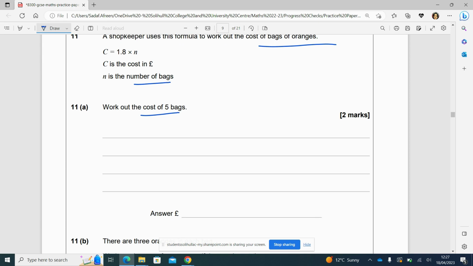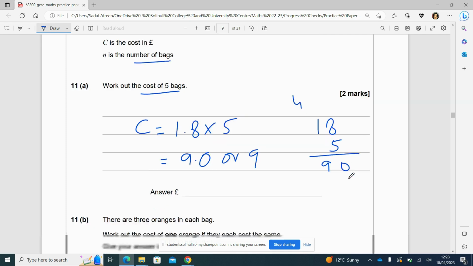So what we need to do, C is the cost, so instead of N you put the value 5, which is the number of bags. Okay, so we do C equals 1.8 and we multiply that by 5 because that's the number of bags. And that gives you 18. In order to multiply, just get rid of the decimal point because it's easier to multiply without a decimal point. You can do it with a decimal point as well, and that gives you 5 times 8, which is 40. 0, 4 carry forward. 5 times 1 is 5 plus 4 is 9. So your answer should be 9.0 or just 9. That's the cost.